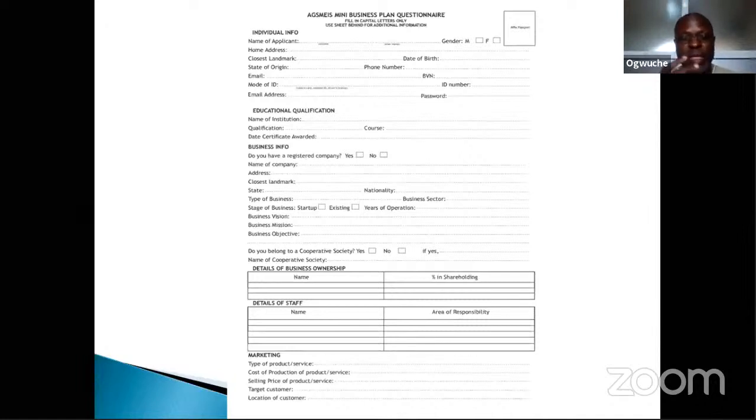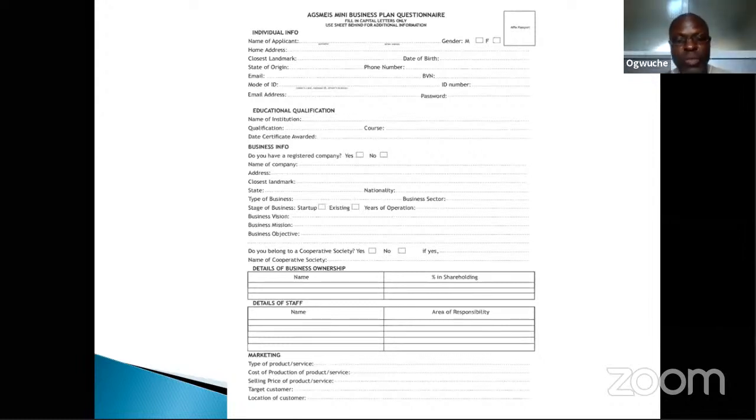So if there are three of you, for example, you give your name, and then two others, and then you, who is the MD or the chairman, you have 50%, and then you share 25 to the others. That's how it's done. Okay.